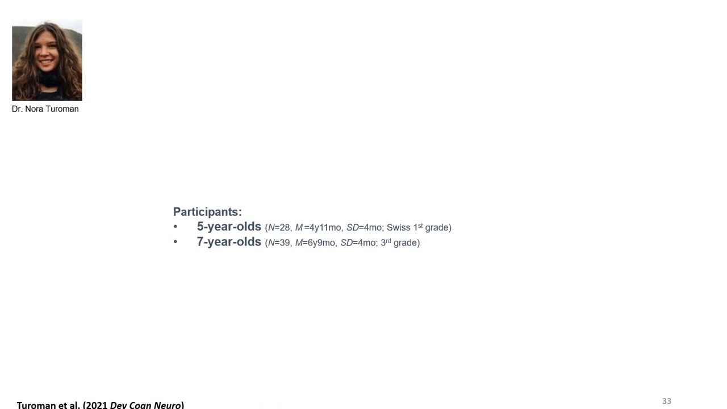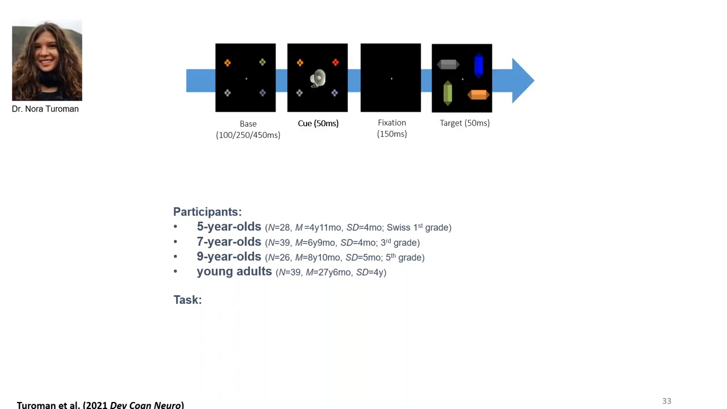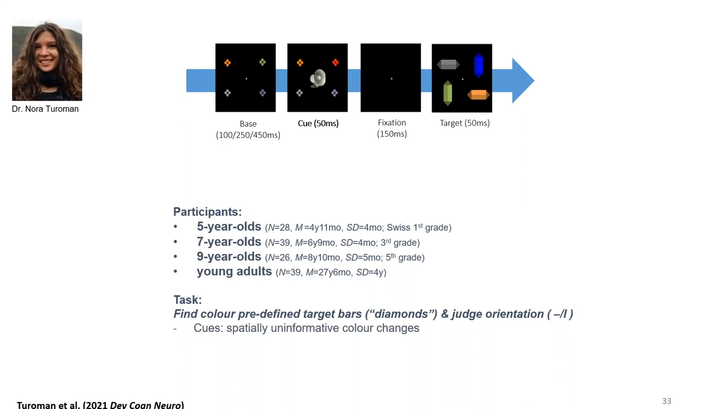So together with my former PhD student, Nora Turoman, we have tested quite a few participants: 5-year-olds, 7-year-olds, 9-year-olds, and young adult controls. And the task was as follows. Kids and adults were supposed to help Captain Blackbeard collect real diamonds from among fake ones. So they would be looking for, for example, a blue diamond and pressing a button to judge its orientation, vertical or horizontal. And on every trial, there would be a cue.